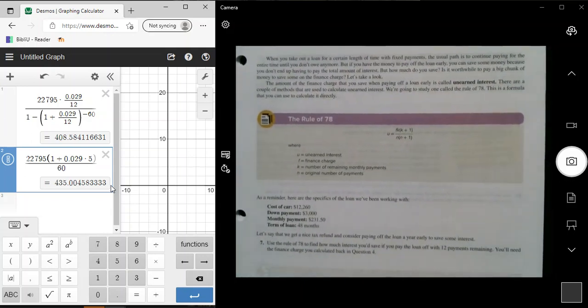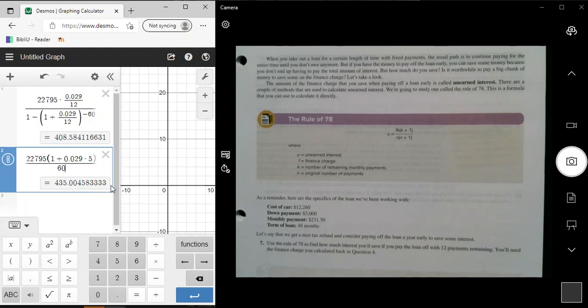It says, when you take out a loan for a certain length of time with fixed payments, the usual path is to continue paying for the entire time until you don't owe anymore. But if you have the money to pay off the loan early, you can save some money because you don't end up having to pay the total amount of interest. But how much do you save? Is it worthwhile to pay a big chunk of money to save some on a finance charge?